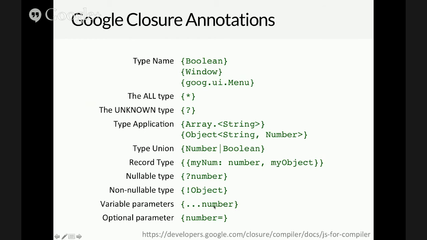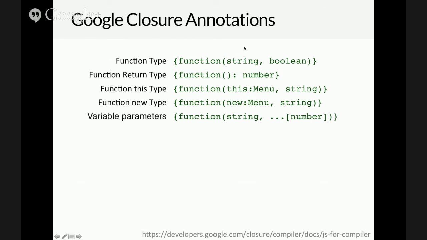Variable parameters means that if this was on a parameter, you can call it with an unlimited number of numbers. And optional is kind of like nullable number, but this means you can pass null. This means you don't have to actually pass it. So this is for normal objects, and there's also annotations regarding a function.